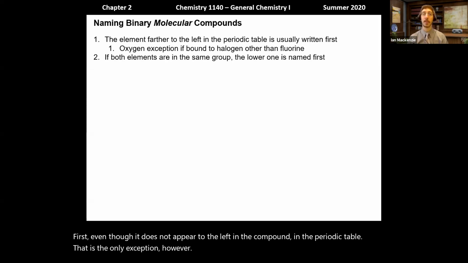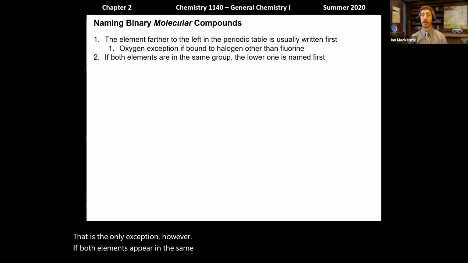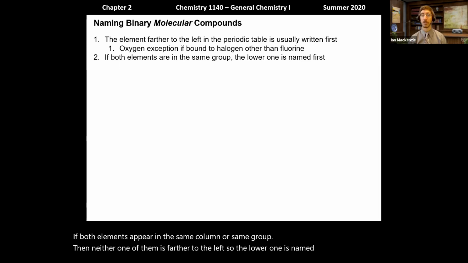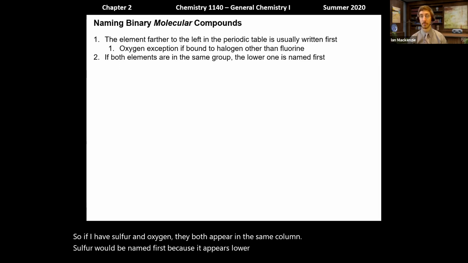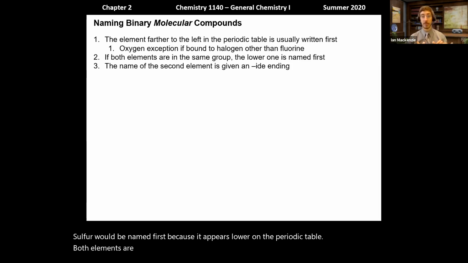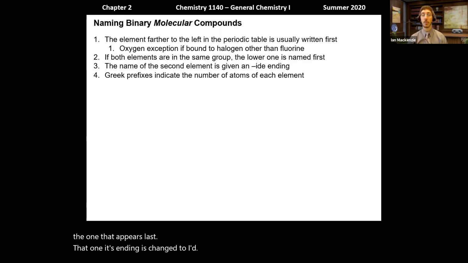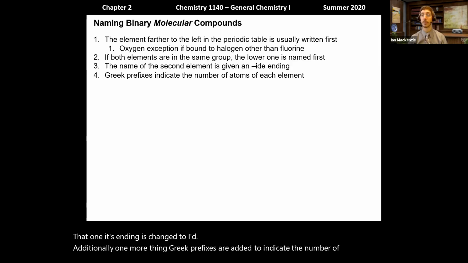Now, if both elements appear in the same column or same group, then neither one of them is farther to the left, so the lower one is named first. So if I have sulfur and oxygen, they both appear in the same column. Sulfur would be named first because it appears lower on the periodic table. Now, both elements are named simply with their elemental names. However, the second element, the one that appears last, has its ending changed to "ide". Additionally, Greek prefixes are added to indicate the number of atoms of each element that are present.